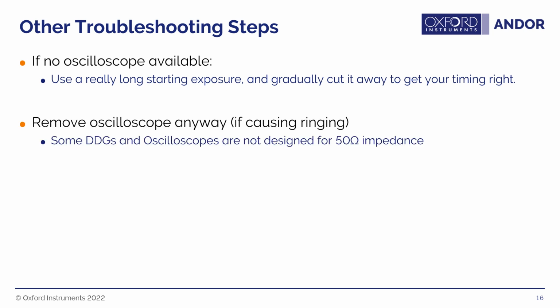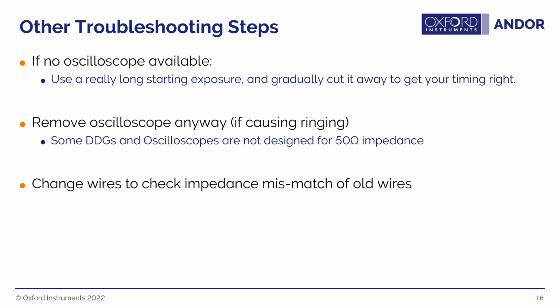Another troubleshooting step is that if your oscilloscope cannot work at 50 ohm impedance, and it's causing ringing, sometimes it could help to just remove your oscilloscope. Then again, I mentioned earlier that sometimes you can have old wires, so the impedances are not currently what they were originally when they were manufactured. So sometimes if you just change out wires, this can solve some of these problems. And sometimes just changing the length of the wire can affect the properties of the circuit as well.